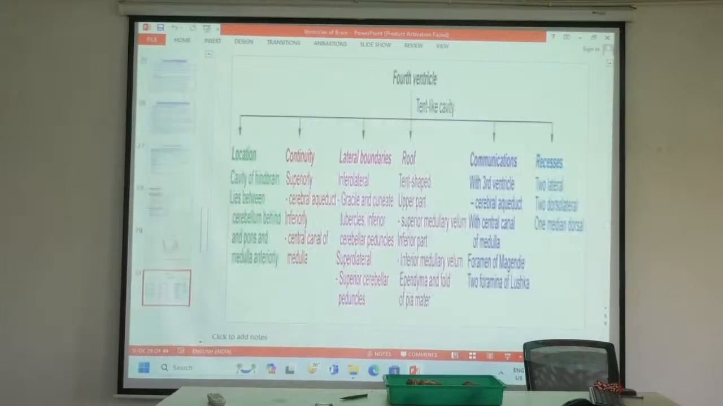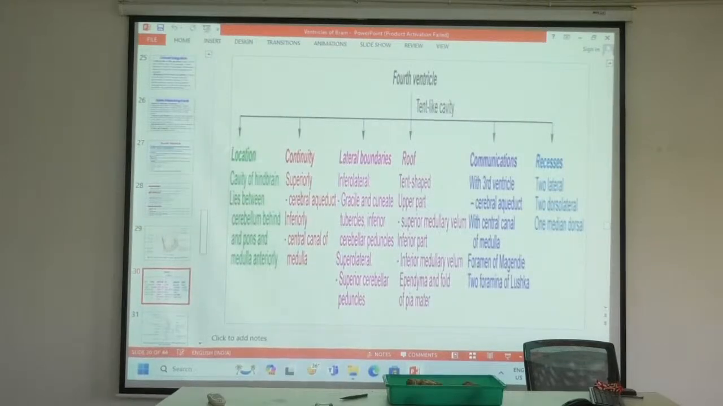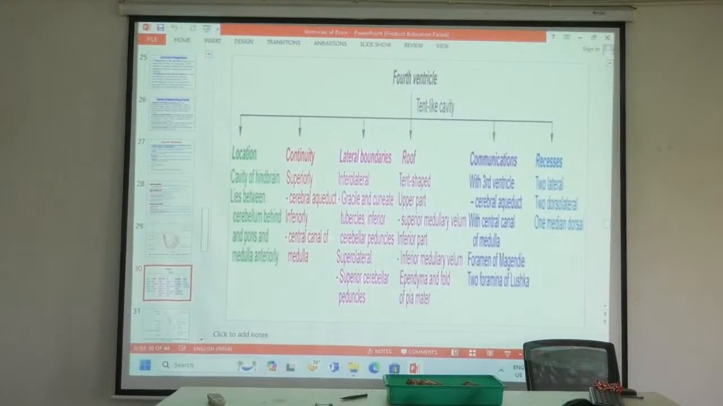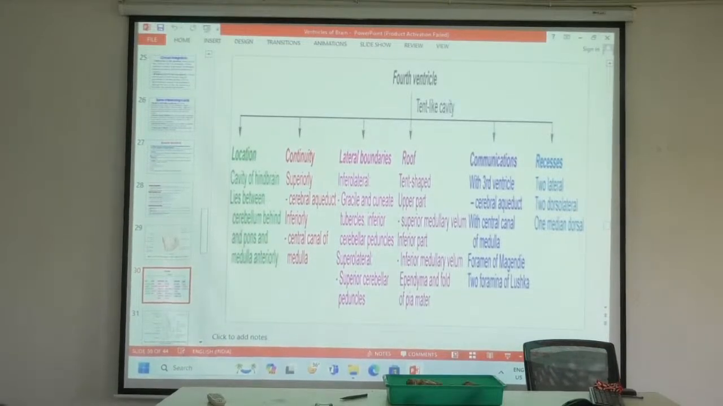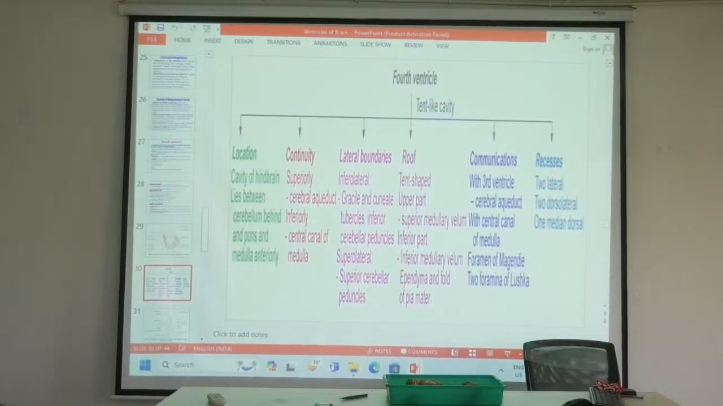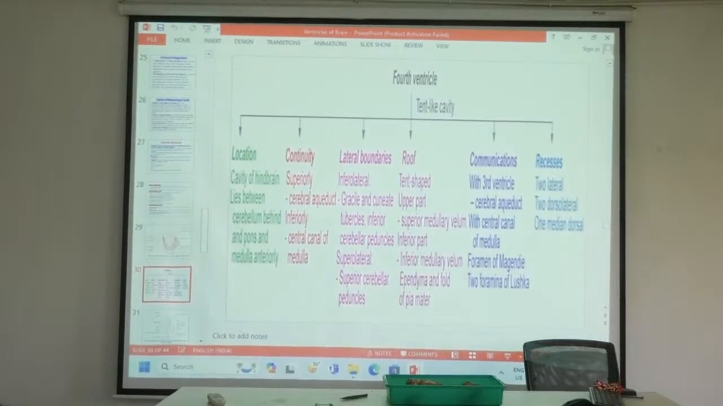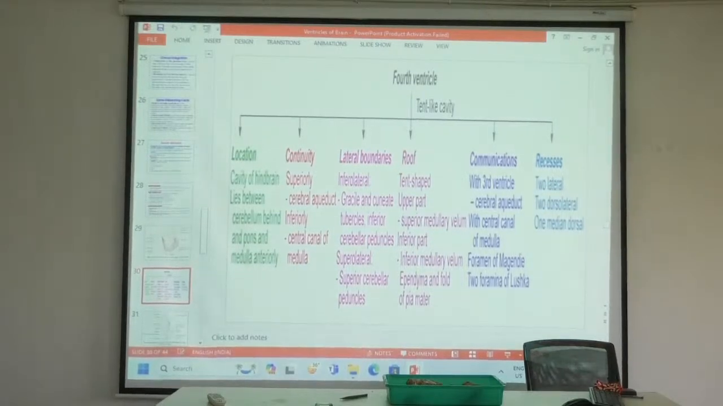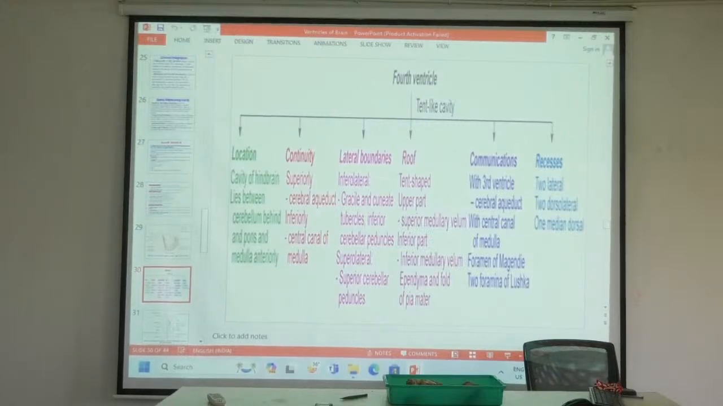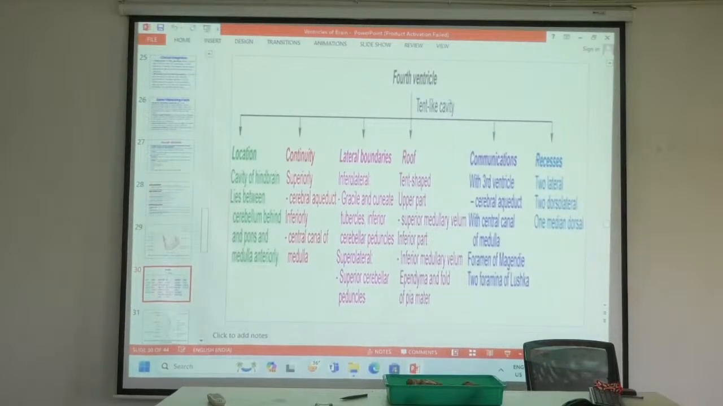Okay. So next part we will go. Location: cavity of hindbrain lies between cerebellum behind, pons and medulla anteriorly. Continuity: superiorly continuous with cerebral aqueduct, inferiorly central canal of the medulla. Lateral boundaries: inferolateral boundary by gracile and cuneate tubercles and inferior cerebellar peduncles. Superolateral boundary by the superior cerebellar peduncles.